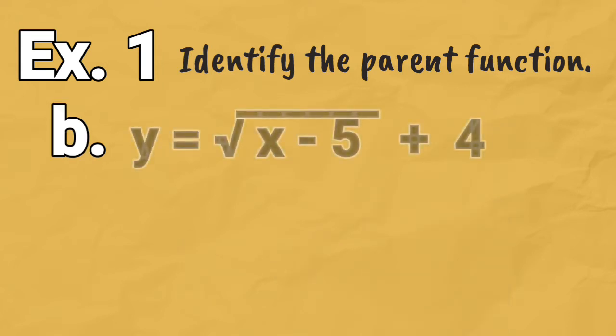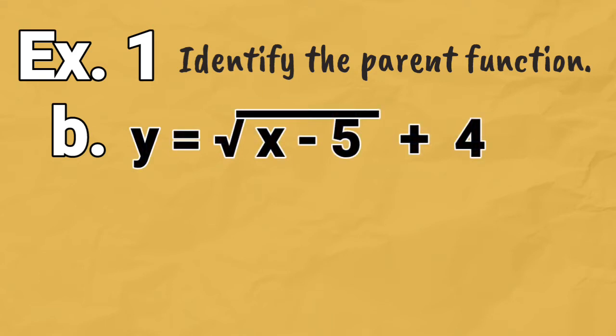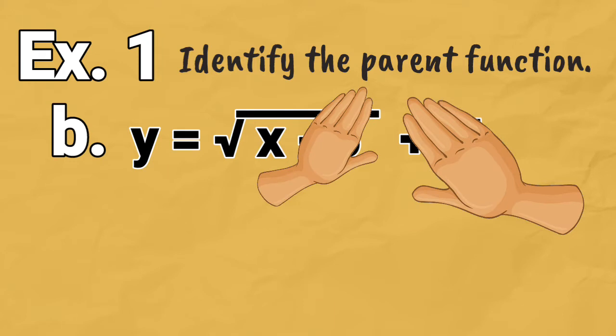For equation B, we'll do the same thing. Let's cover up the numbers being added and subtracted. We're left with the square root of x, so that's our parent function.